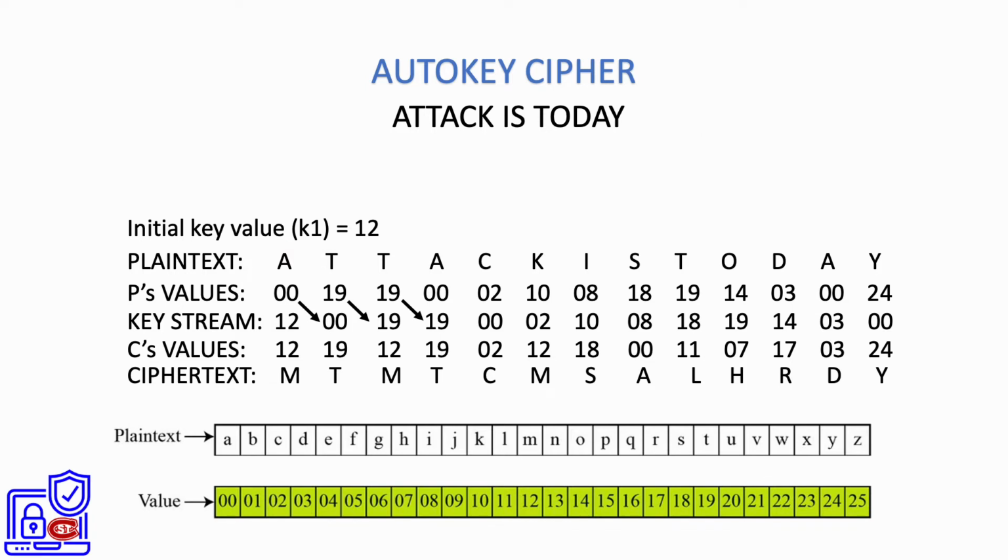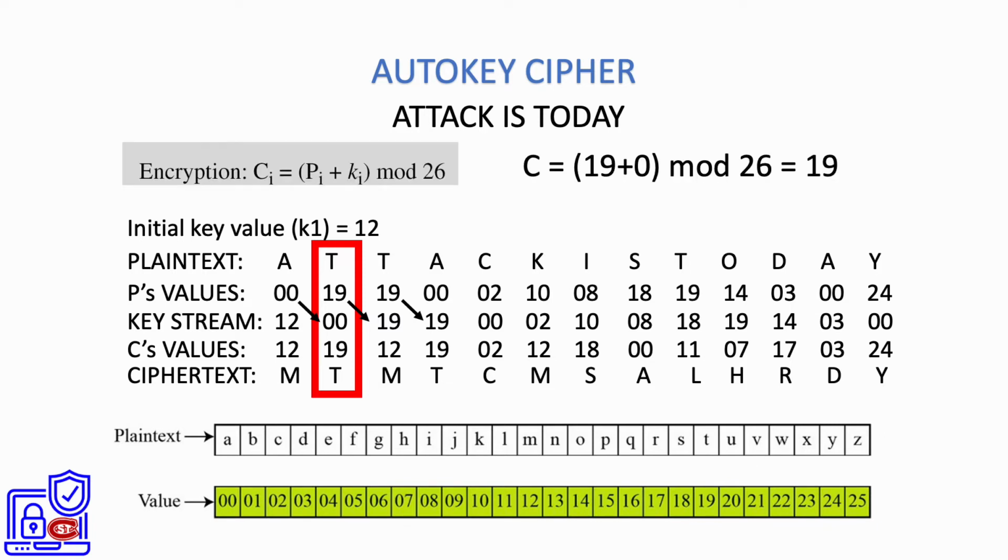Let's move on to the second character, which is T. Its P value is 19 from the table. Its key stream value is 0, because we used the previous character's P value, which is 0. Using the formula, C equals 19 plus 0 mod 26 equals 19. The corresponding ciphertext would then be T. Similarly, we can find out the ciphertext values for each of the plaintext characters and hence encrypt the plaintext.